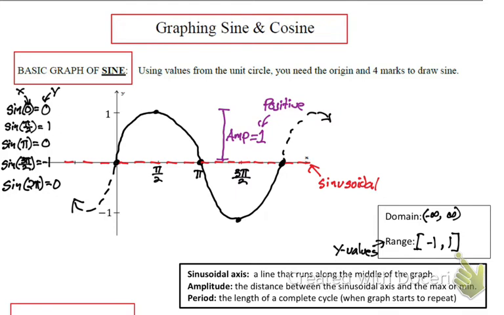The last thing we have is the period. The period is the length of a complete cycle. A complete cycle is when it starts repeating itself. So what I have graphed here is one cycle. The dashed lines would be another cycle. So the period is how long does it take to complete one full cycle from start to repeating again. So this right here is the period.